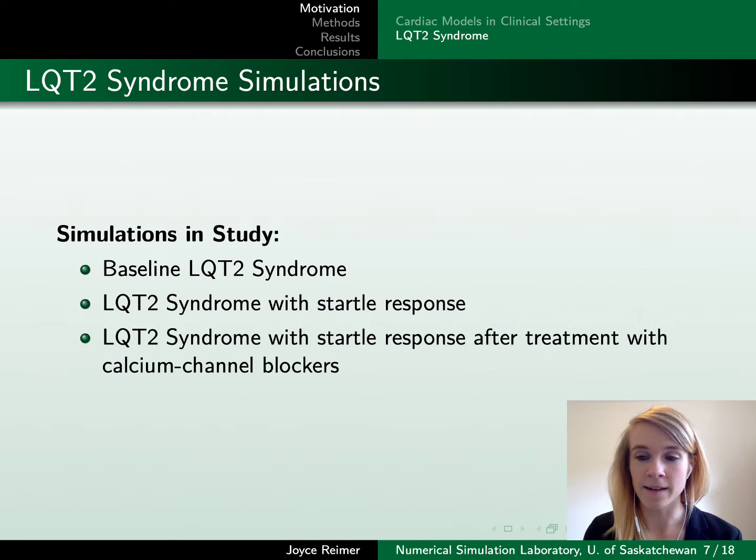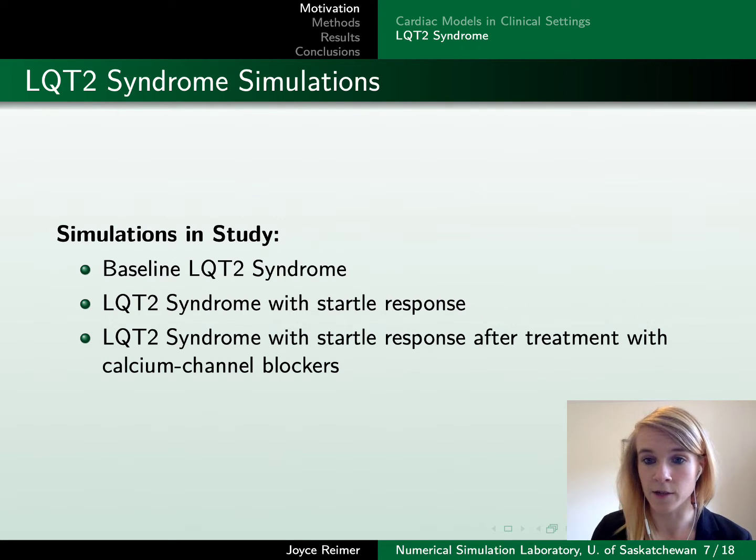So in this study, we conduct a series of simulations that are relevant to the challenges associated with LQT2. First, we simulate baseline LQT2 syndrome with a reduction in the IKr current. We then simulate a startle response on top of this to see if an arrhythmia occurs. Then finally, we simulate a treatment with calcium channel blockers, which is an alternative drug therapy to beta blockers that has shown promise for preventing arrhythmia in patients with LQT2.